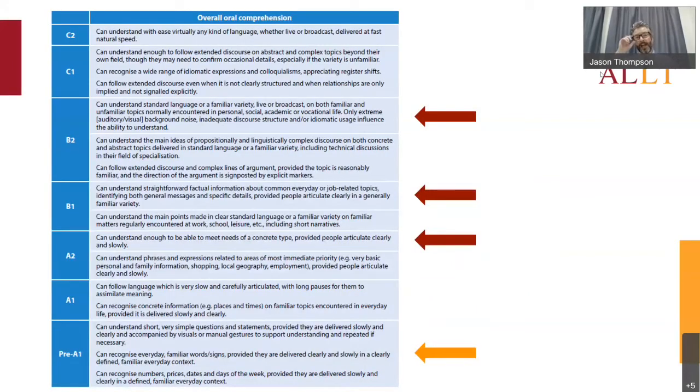So this is the scale of overall oral comprehension. And you can see with those dark red arrows, it shows in the top row of A2, B1, and B2 where those plus levels are. And in fact, if you look below, in 2018, when they published the companion volume, they actually added another level there, so a 7th level, as it were, as in pre-A1.